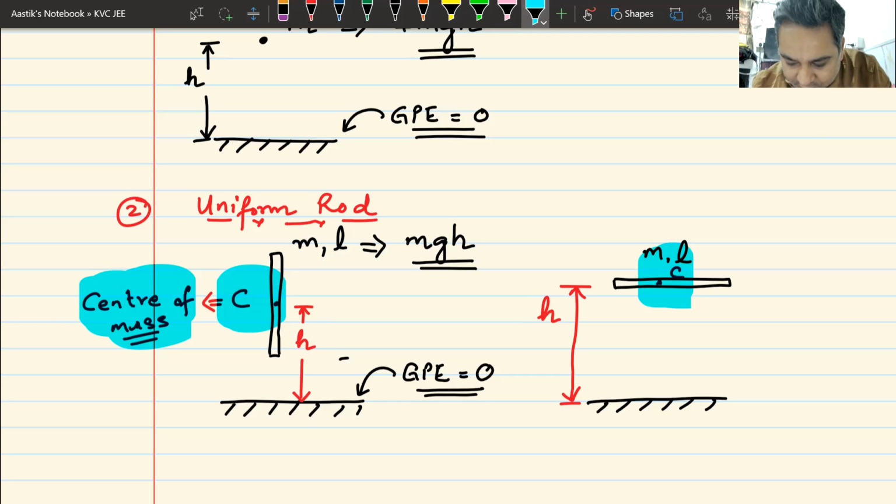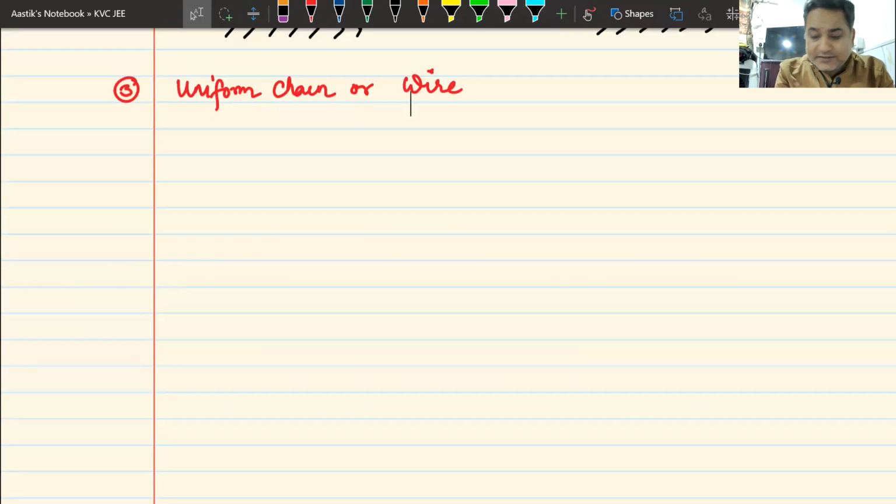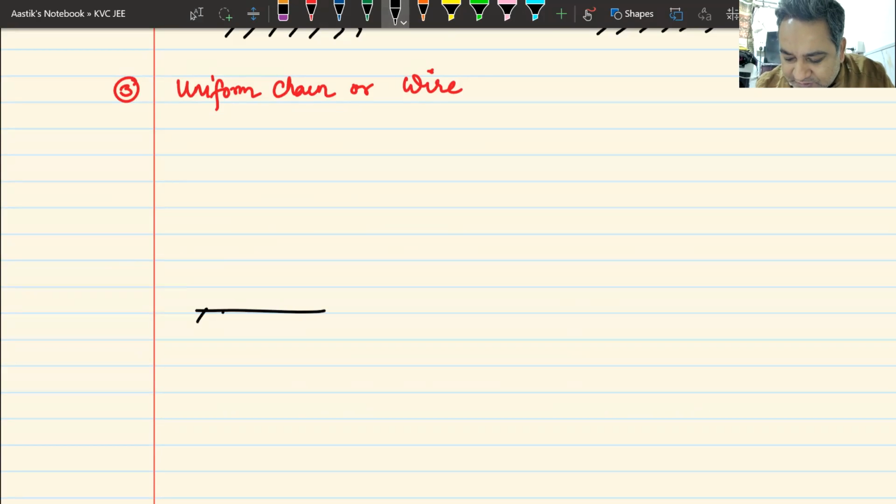The next thing that we are going to do, find potential energy, and these are the questions that normally come, and we'll be doing questions on this as well. Uniform chain or wire, not basically wire, but they will give you a chain lying somewhere, and things are happening with the chain. So again, a question based on chain, and these questions are quite a favorite. Everyone loves questions on chain.